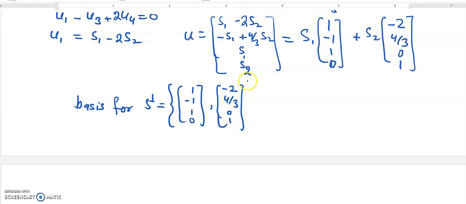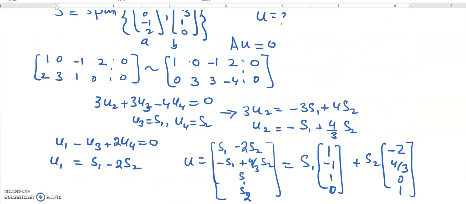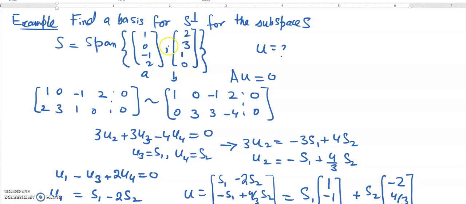So this will be the basis for the S perpendicular, that is the orthogonal complement. That means these two vectors form the basis for the orthogonal complement, so any combination of them will be in the orthogonal complement of the given span. Okay, so this is the answer.